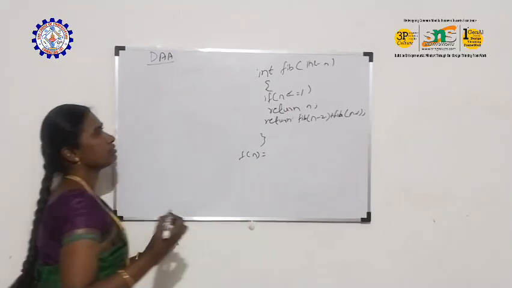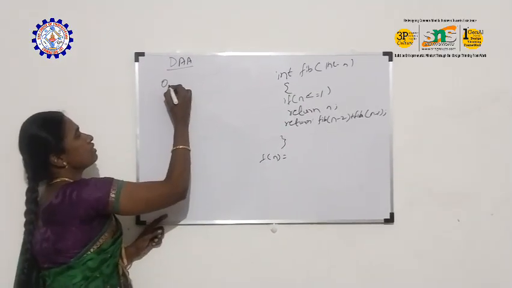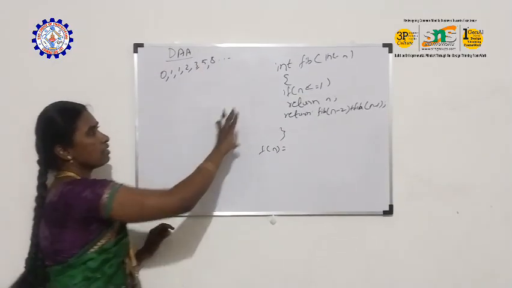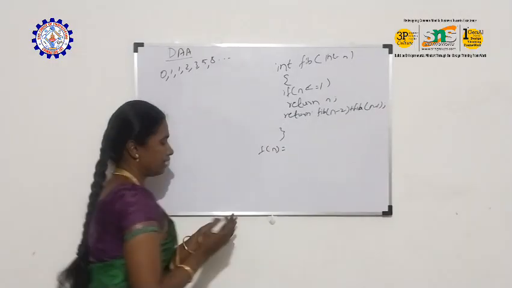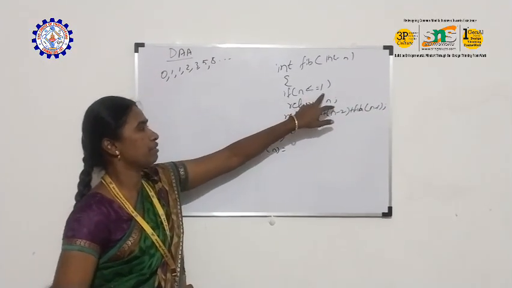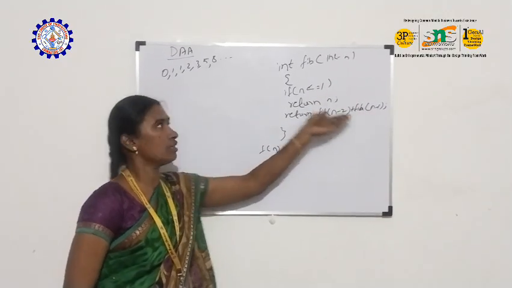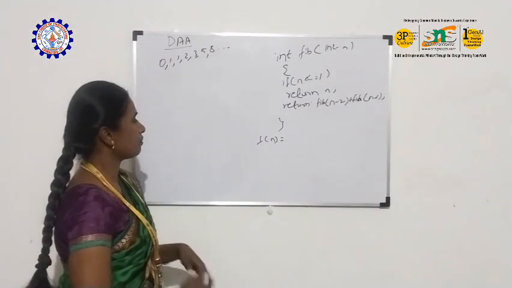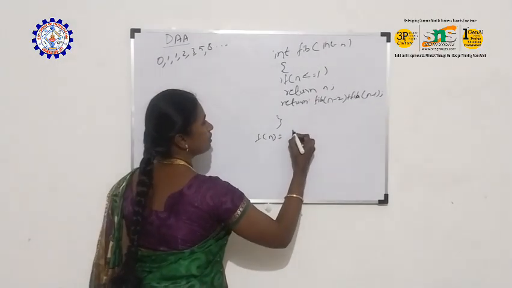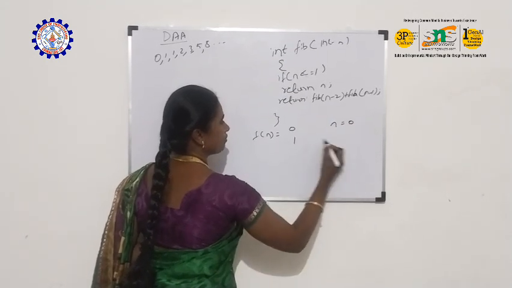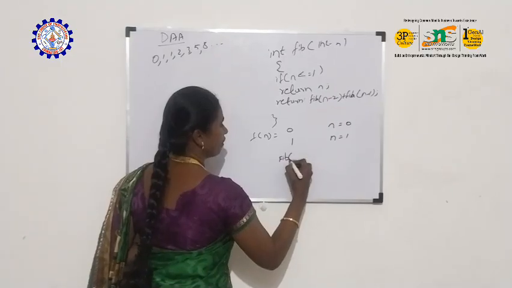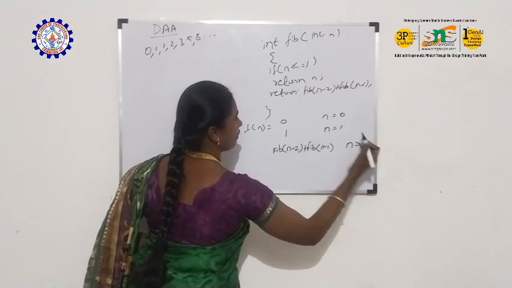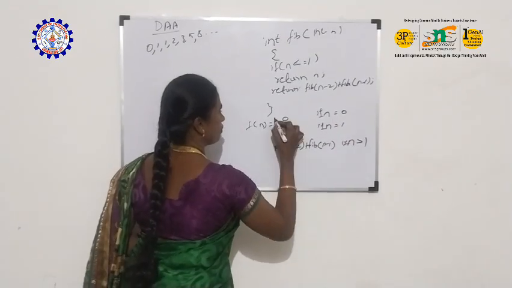You must know about the Fibonacci series, which goes 0, 1, 1, 2, 3, 5, 8, and so on. This is the pseudocode for the Fibonacci series. int fib(int n): if n is less than or equal to 1, return n. Otherwise, this is the formula for computing the Fibonacci series: return fib(n-2) plus fib(n-1). If n is 0, fib is 0; if n is 1, fib is 1; if n is greater than 1, fib(n-2) plus fib(n-1). So this is the function.